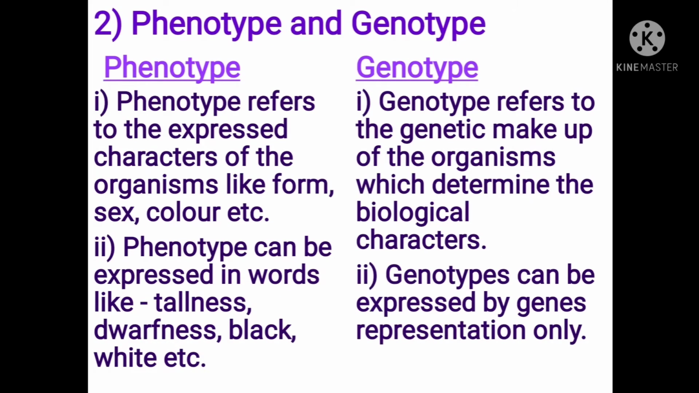Second one is phenotype and genotype. Phenotype refers to the expressed characters of the organisms like form, sex, color, etc. On the other hand, genotype refers to the genetic makeup of the organisms which determine the biological characters. Phenotype can be expressed in words like tallness, dwarfness, black, white, etc. On the other hand, genotypes can be expressed by gene representation only.